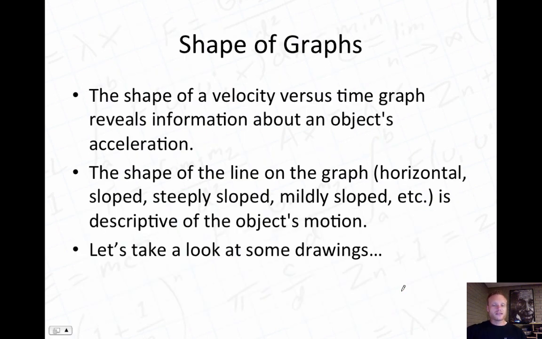The shape of a velocity versus time graph reveals information about an object's acceleration. If you remember in the last lesson, position versus time revealed information about the object's velocity. Now these graphs look at velocity versus time, and so now we can figure out information about the object's acceleration. The shape of the line on the graph, whether it's horizontal, sloped, really sloped, or sort of sloped, is going to describe the object's motion. I'm going to draw some pictures to give you some examples of things that could be happening.